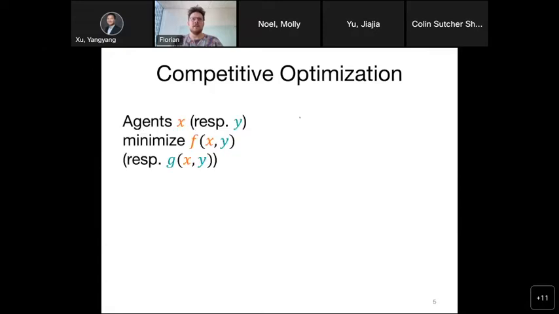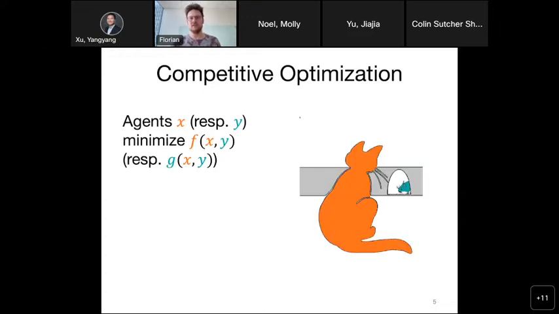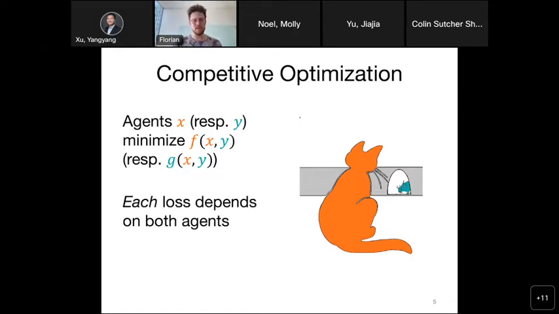Now, comparative optimization is a maybe less standard paradigm for designing algorithms, where instead of having just a single agent x and a single objective function f, we have at least two agents, x and y, that try to minimize their own respective objective functions. Here you can think of the cat being one agent and the mouse being the other one. They obviously have different objectives. And in particular, the loss of both players depends on both players' actions.